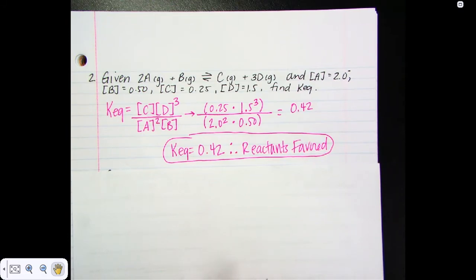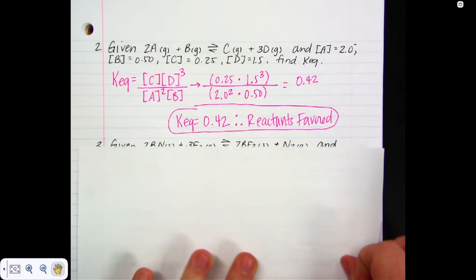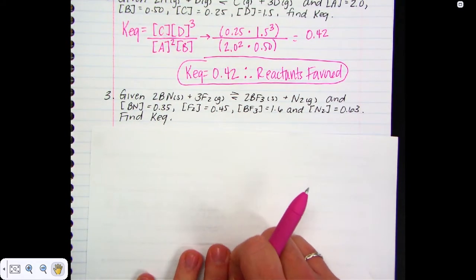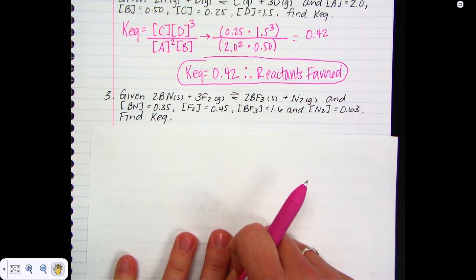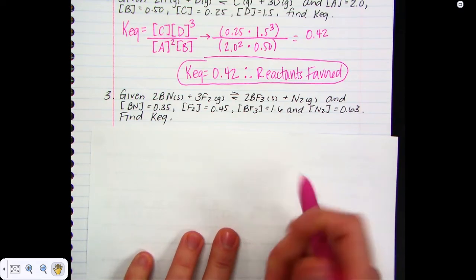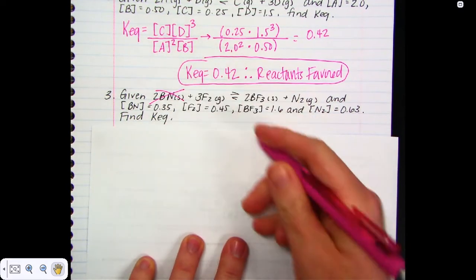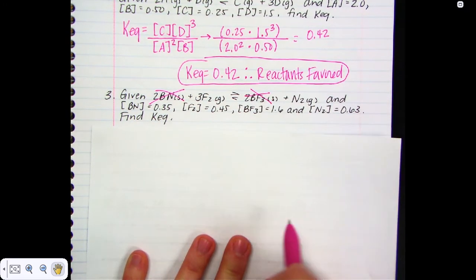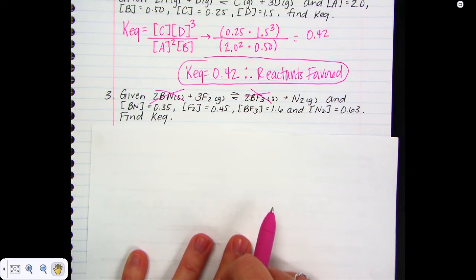All right. Seems pretty easy, right? It's because it is. Let's go on to the next one. All right. Given 2BN solid. Ooh, I'm going to go and cross that out before I even go any further because I saw solid. Plus 3F2 gas yields 2BF3 solid. Get rid of that guy. And N2 gas. And then I'm given a bunch of concentrations.